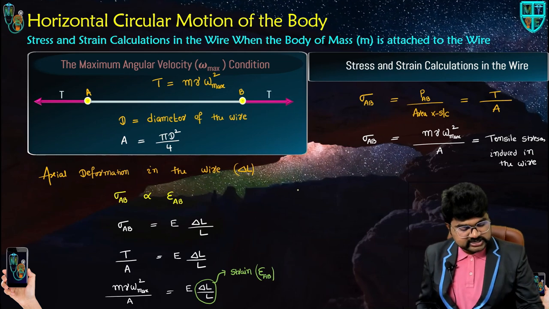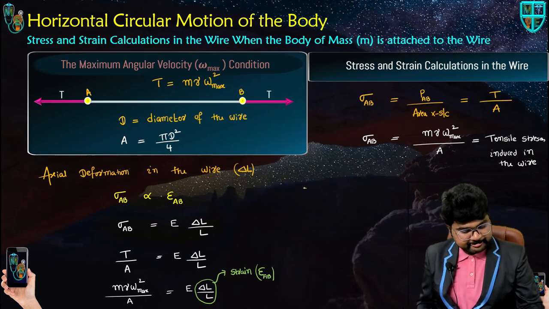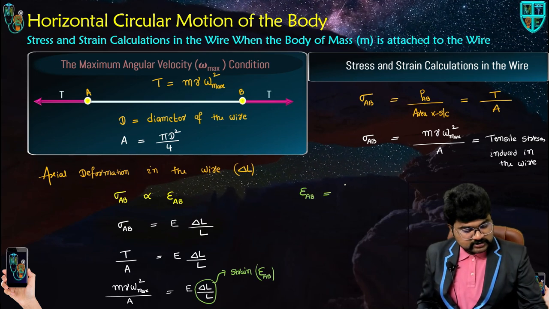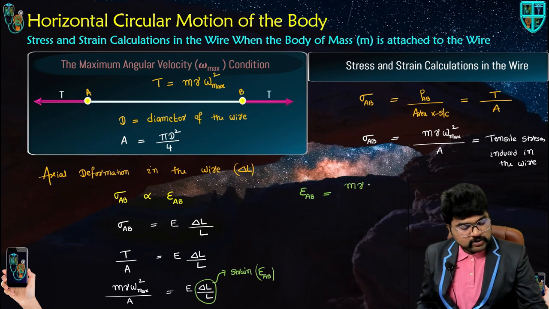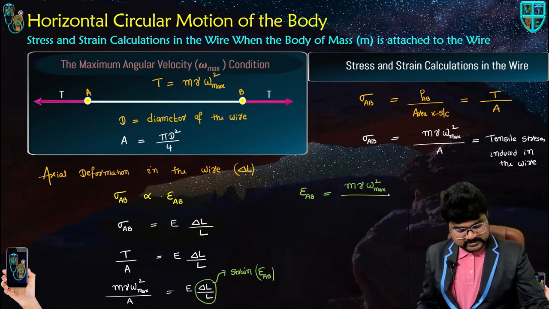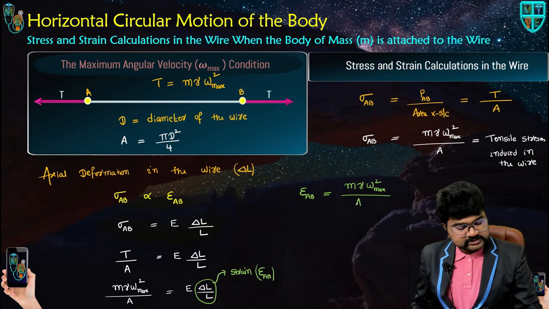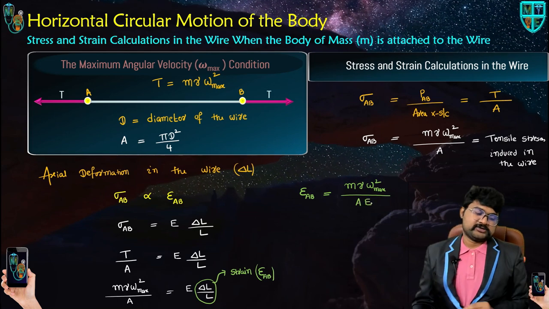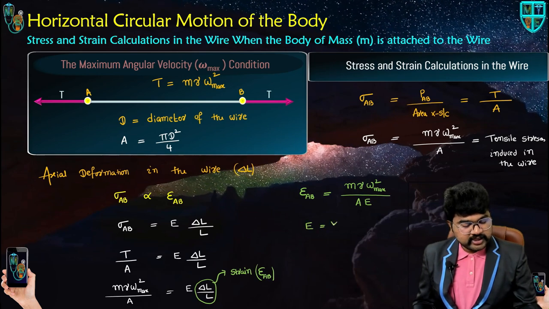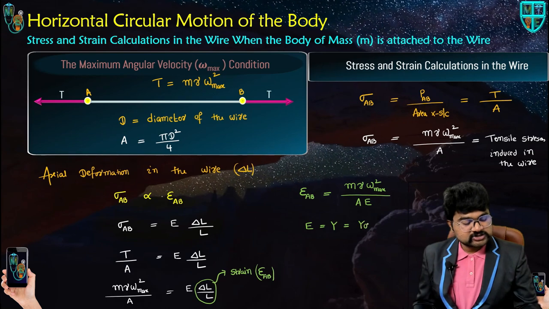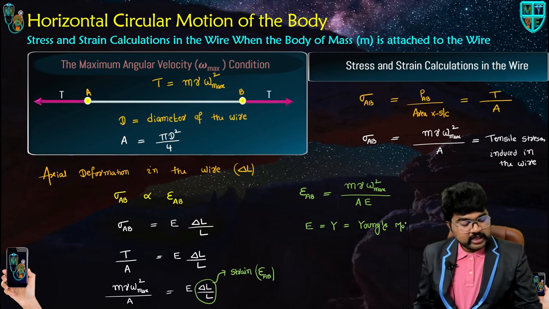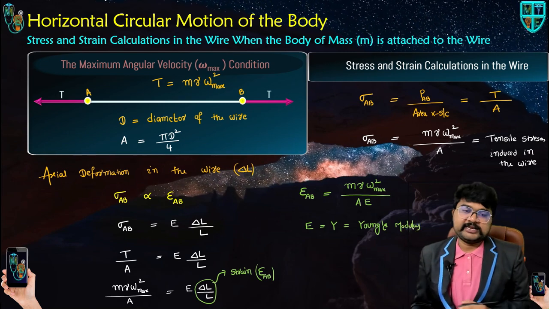So finally, what is the strain? Tell me. Strain in the wire equals m R omega maximum square by area into Young's modulus. You can write E as Y also. This is the Young's modulus of the material. Understood now?